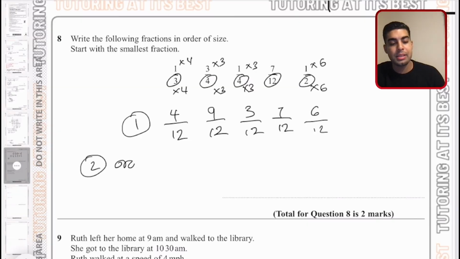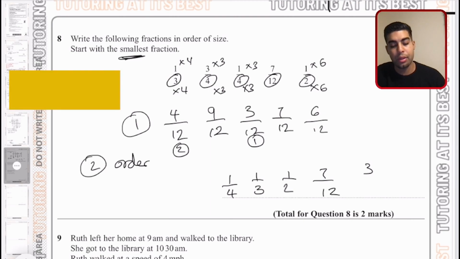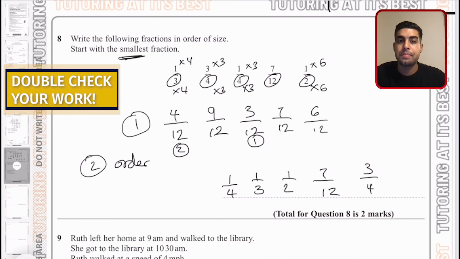The next step, we simply have to go ahead and order these from the smallest first. So again, we know that 3 over 12 is the smallest. So again, that will be our quarter. We know the second smallest is 1 over 3, which is 4 over 12. And then we know our third is a half, which is 6 over 12, before we finish off with 7 over 12, and then 3/4. And that is all that we need to simply do.